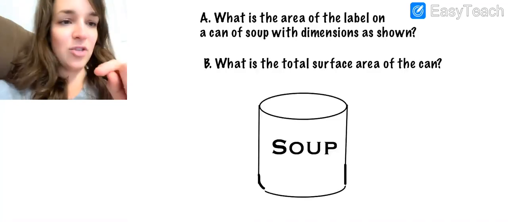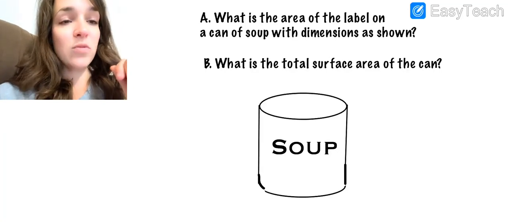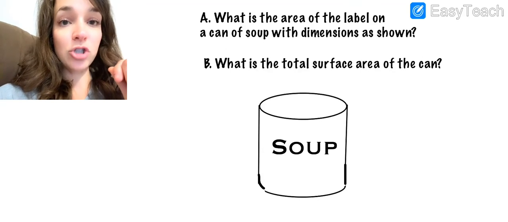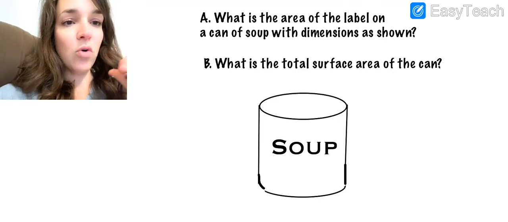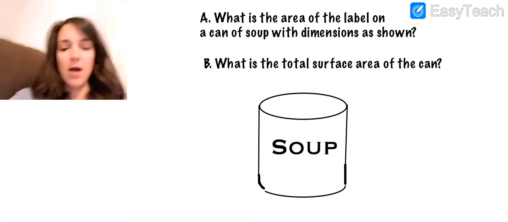So we've got... Let's look at, oh, there it is. So if we've got a can of soup, which I referenced earlier, if you remember, I talked about the label. It says, what is the area of the label on a can of soup with dimensions as shown? So then B, the total surface area. Okay, so here's the deal.